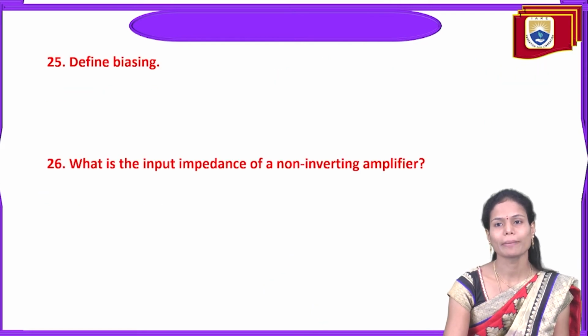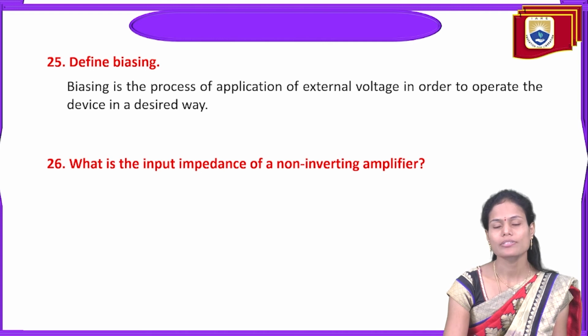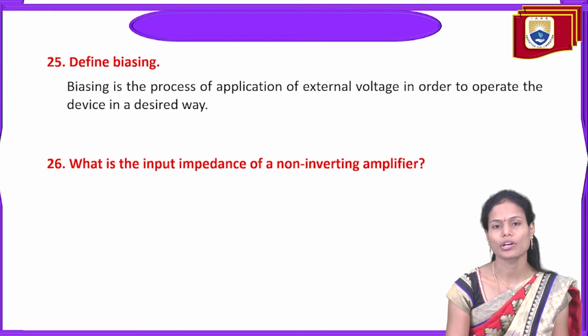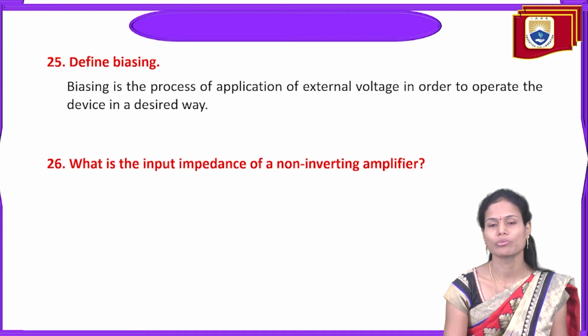And next, define biasing. So here biasing is the process of applying some external voltage in order to operate a particular device in a desired way. So to get a particular output from the device, we need to provide some external voltage. That voltage, we are calling it the DC voltage or DC biasing.